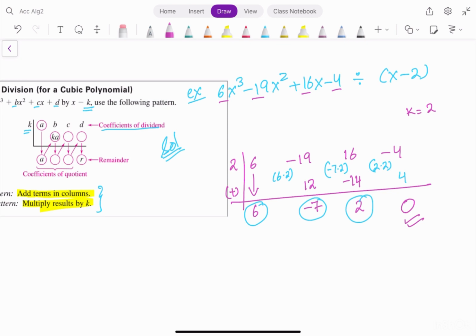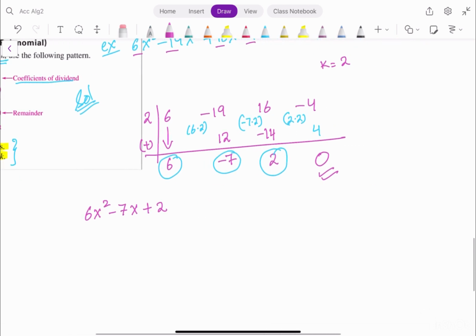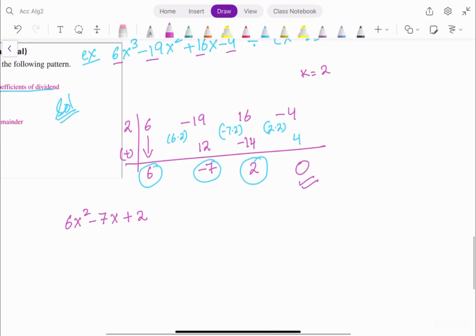Now, what will we do with 6, negative 7, and 2? Here's the thing. With the expression, we started with cubed, right? So we will descend. Instead of writing cube again, we will write squared. So the leftover will be 6x squared minus 7x plus 2. But can I reduce it further? Yes, it is a quadratic, and we can factor the quadratic.